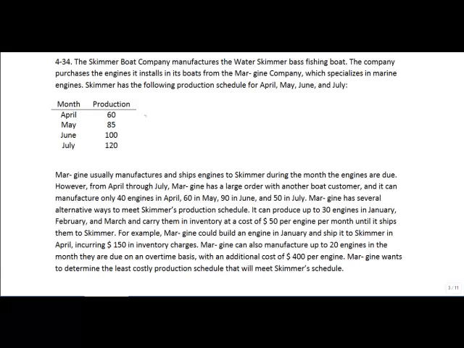Problem 34 is a multi-period production problem. We have production goals for 4 months, April through July, but we've got limited capability. We cannot meet those goals with regular production during those months.